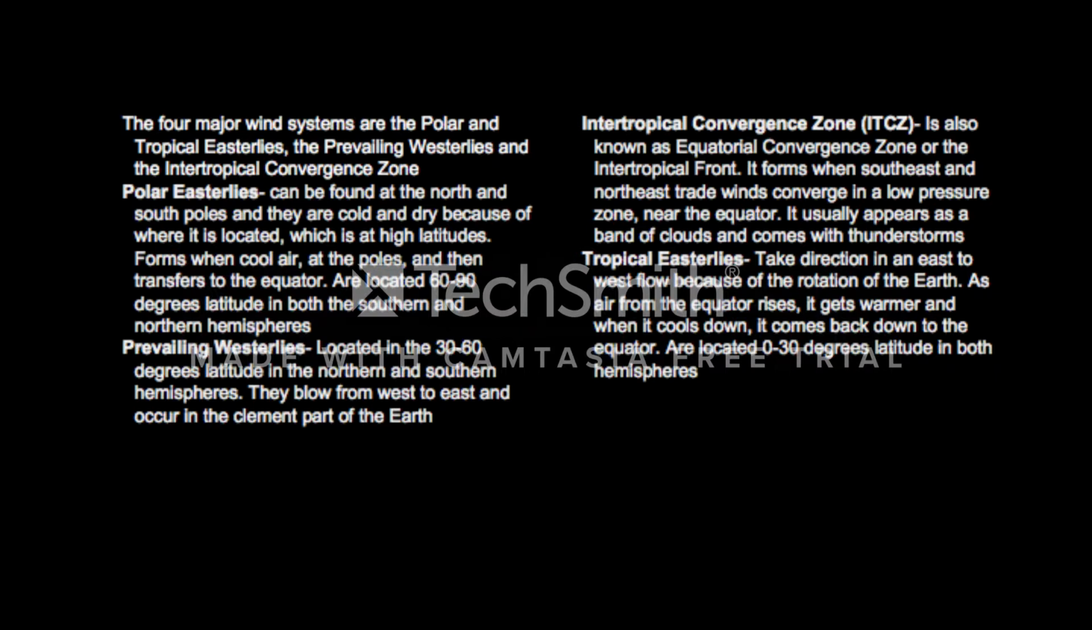Intertropical convergence zone. It is also known as the equatorial convergence zone or the intertropical front. It forms when the southeast and the northeast trade winds converge in a low pressure zone near the equator. It usually appears as a band of clouds and comes with thunderstorms.